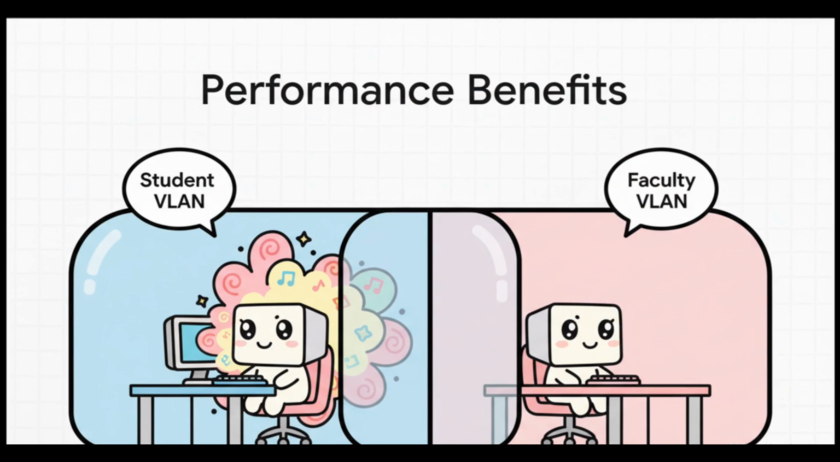Remember that super noisy open plan office we talked about? Well, by creating VLANs, you've essentially put up soundproof walls between departments. Broadcast traffic from the student VLAN is now only heard by other devices in the student VLAN. The faculty devices, they're not bothered by it at all. This massively cuts down on the amount of junk traffic each computer has to listen to, which reduces congestion and makes the whole network feel faster and a lot more responsive.